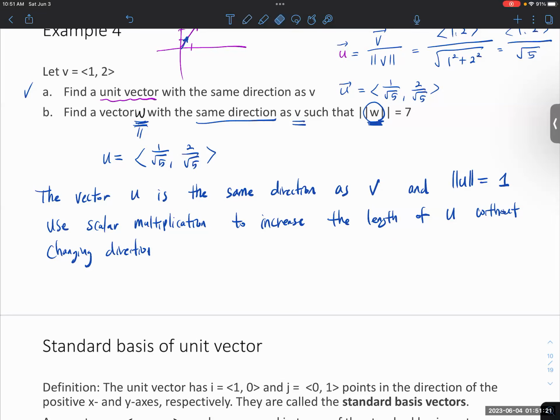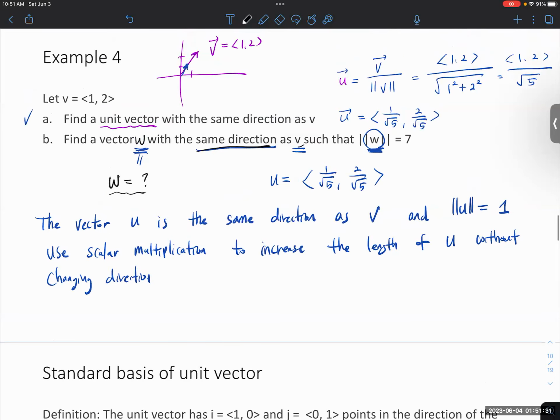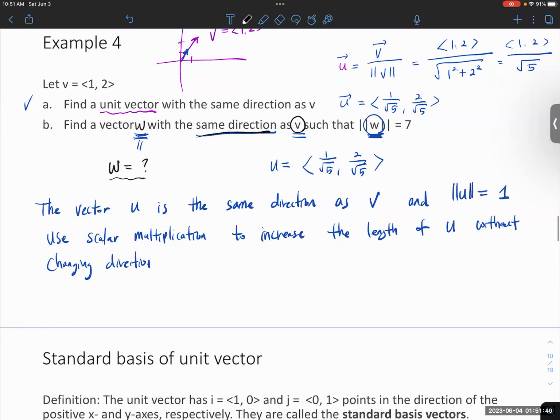So we want to find, let me just rewrite it. I want to know what the W vector is, okay? And this W vector has the same direction as U, and the magnitude of the W vector is 7. So now it's clear. The vector U has the same direction as V, and the magnitude of U is 1.